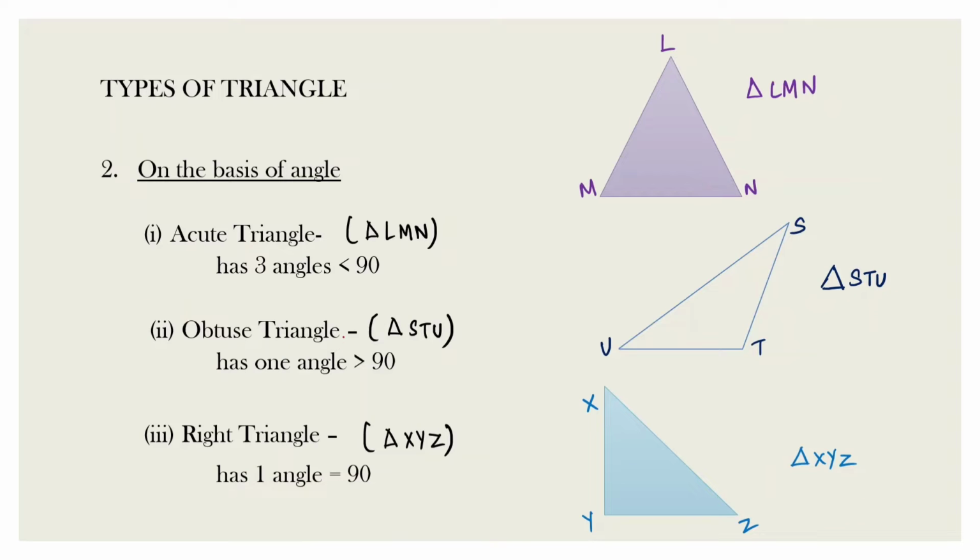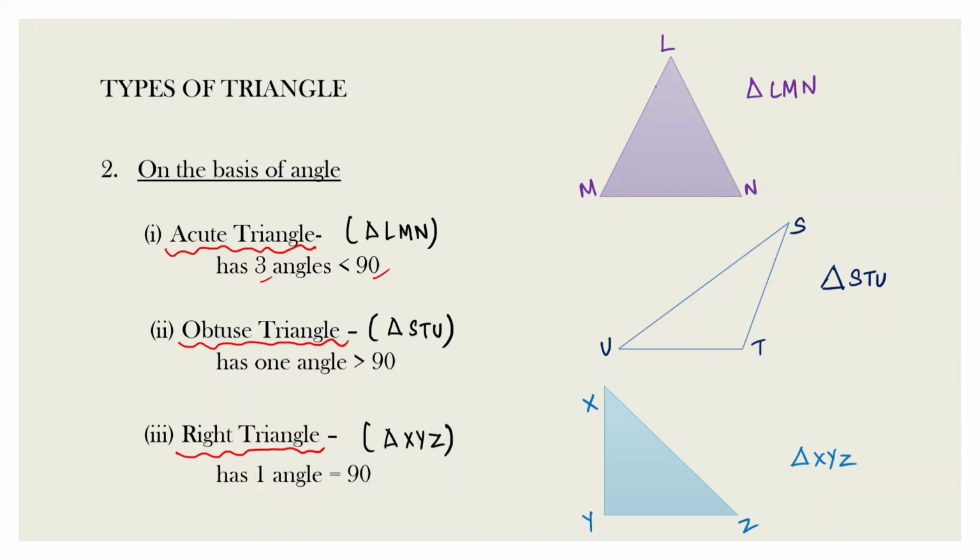Now, let's look at the classification of triangle on the basis of its angles. We have acute triangle, obtuse triangle and right triangle. Let's look at each of them in detail. Acute triangle is a triangle which has 3 angles less than 90 degrees. Let's look at the triangle LMN.